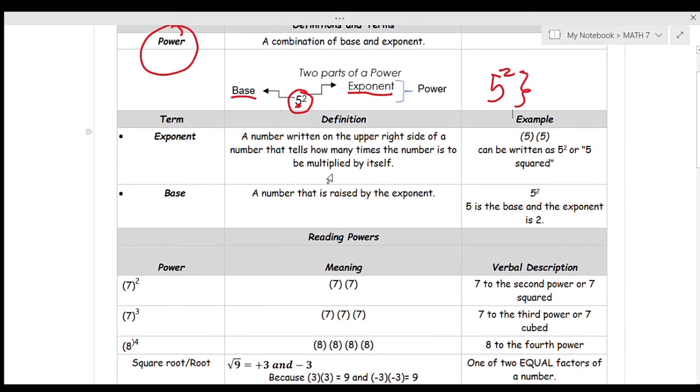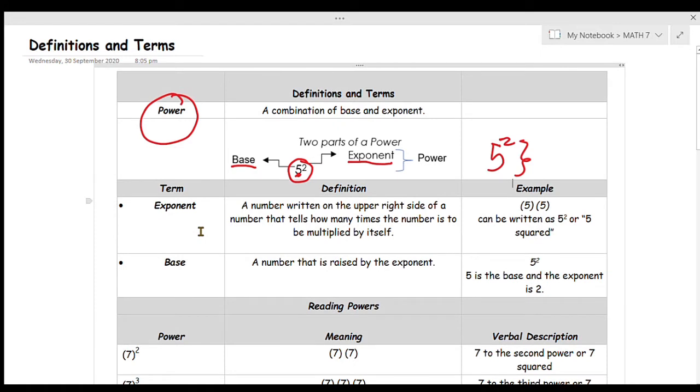Ano po? Sabi ko kanina, we have the exponent. A number written in the upper right side of a number that tells us how many times the number is to be multiplied by itself. So in our example, this 5 raised to 2 can be written as 5 squared. So that is 5 squared.